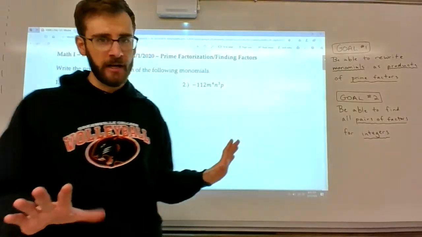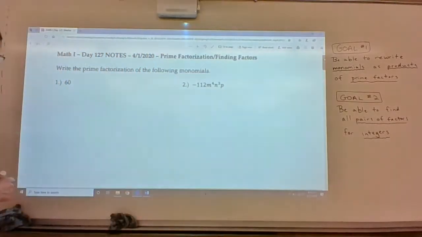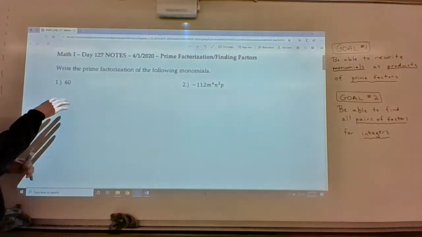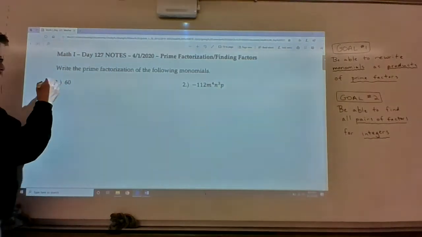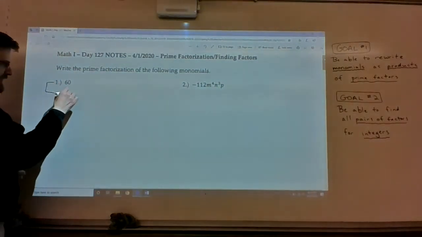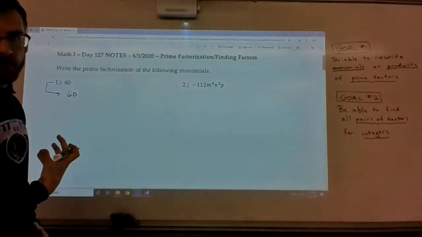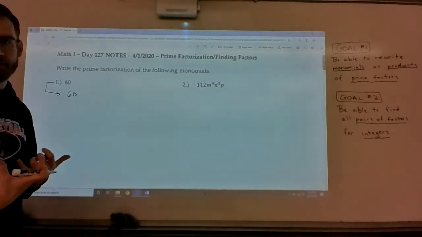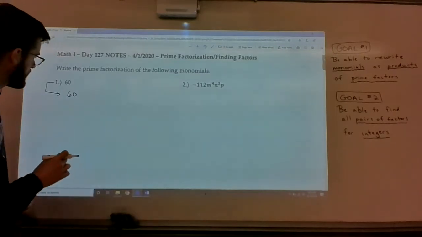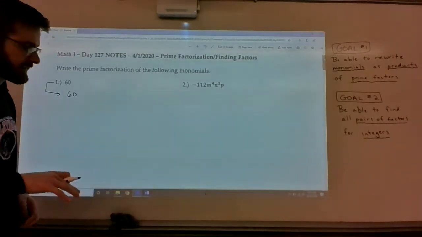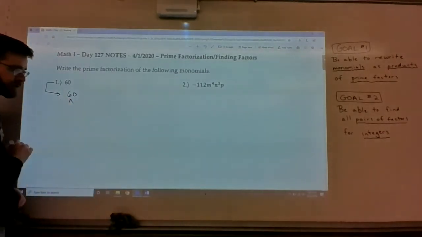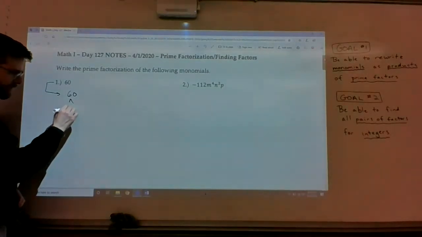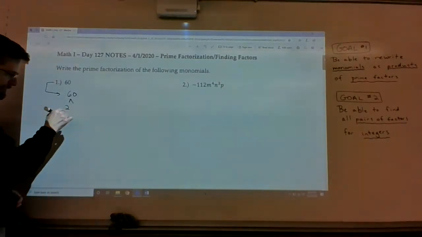So I'm just going to jump right into the examples. Our first example is literally the monomial 60. What we're doing with 60 is we're basically just saying, what are all the prime numbers that make up 60 when we multiply them together? A factor tree is a good way of visualizing this. Factor trees are usually good for cutting them in half first because 2 is a prime number. So I've got my first prime number.